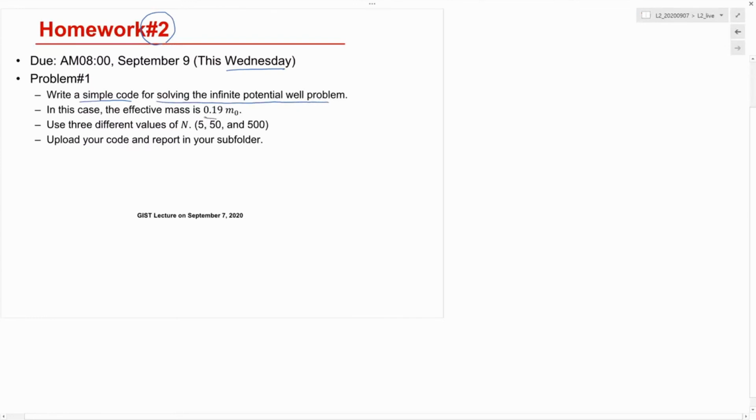In this case, you have the effective mass, and calculate it with different values of n. The reason why I ask you this is to feel the effect of the discretization number. When the discretization number is increased, you will get a better solution, but you will get a longer simulation time. You can use your own preferred language: MATLAB, Python, Fortran, C++, C, whatever. I would love to see different languages other than MATLAB, because there are many examples written in MATLAB, but anyway, using MATLAB is okay, and using other languages is welcome.